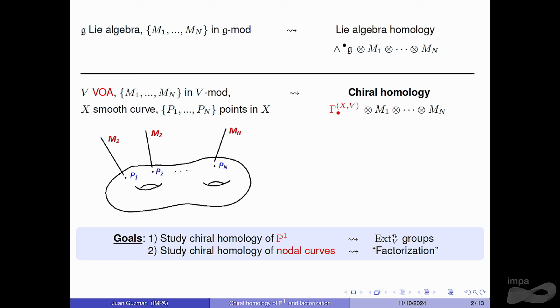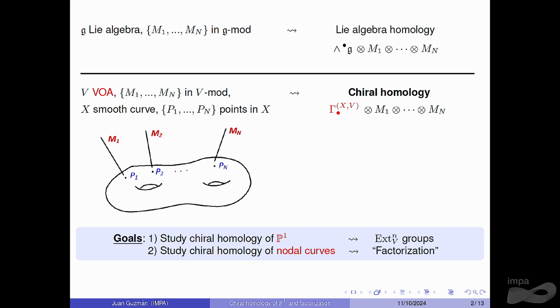And for P1, for the sphere, we were able to first prove a result for the first chiral homology group, and then basically these last few weeks we managed to generalize it to any chiral homology group. So these are the main things that are going to appear in this talk.